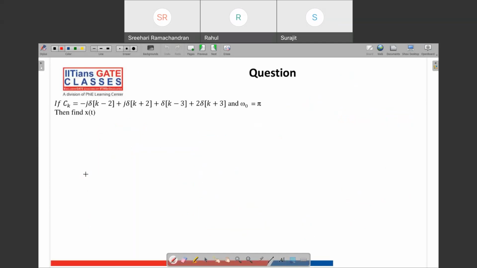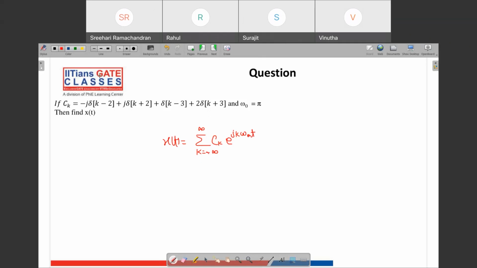Okay, now here the question is asked in a different way. Here we already have the c of k. We need to find out what is the x of t. Okay, so x of t is given as the summation k equal to minus infinity to infinity of c of k e to the power j k omega naught t. Okay, now here c of k is given, we need to find out what is the x of t. So it will become the summation k equal to minus infinity to infinity.